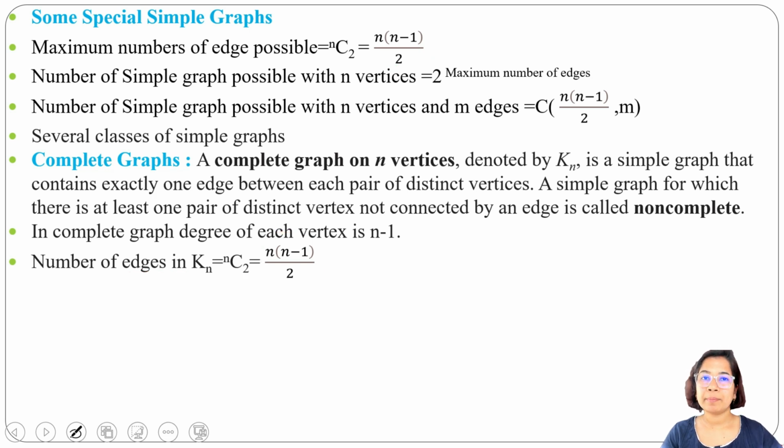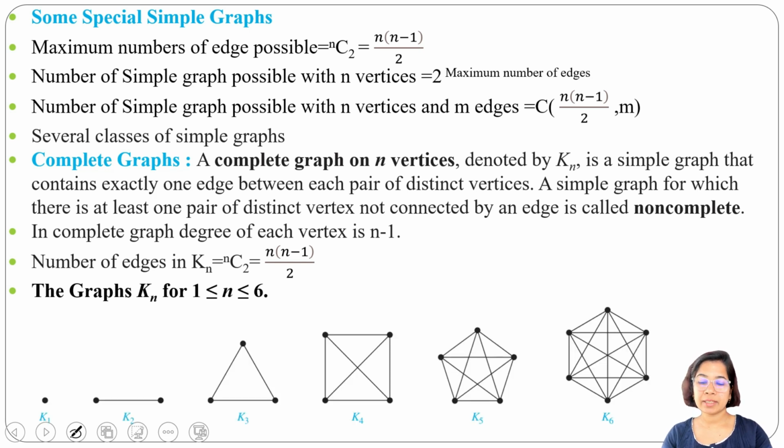So examples of complete graphs, starting from n equals 1 till 6. K1, just one vertex, degree will be 0. Then K2, 2 vertices, so degree will be 1 for each vertex. Now K3, 3 vertices, so each vertex is adjacent to 2 vertices, so the degree of each vertex will be 2. Let them be A, B, C. A is adjacent to B and C, B is adjacent to A and C, C is adjacent to A and B. Next K4, 4 vertices, so the degree of each vertex will be 3.